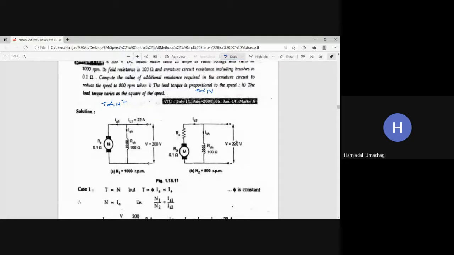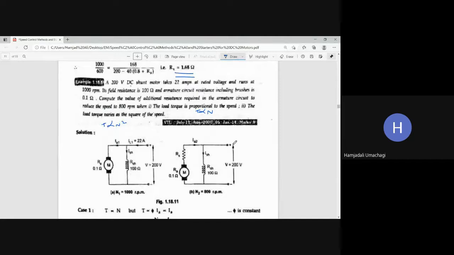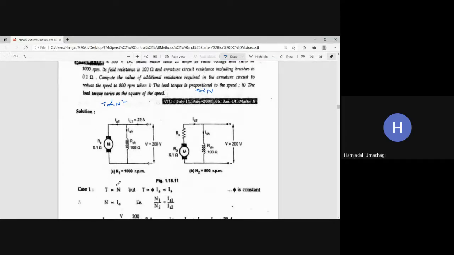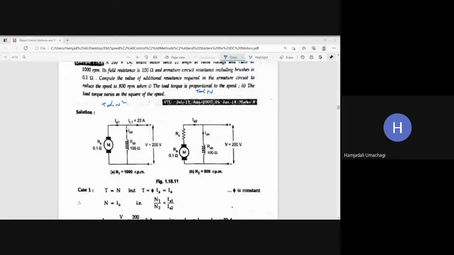Fine. So case 1, you should calculate what is the value of Rx to bring the speed from 1000 to 800 rpm using the armature voltage control method, provided the condition is what? Torque is proportional to the speed, that is, torque is directly proportional to N. So as per the given case, torque is directly proportional to N. But we know that for a DC shunt motor, torque is the equation.